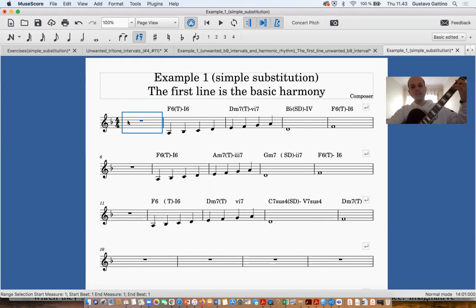So now let's listen to the original one and the two adaptations. Please pay attention in the first example, especially in the second and in the third bar. And in the second example, please pay attention especially in the third bar, so that you can listen and compare with the original example the main differences. So let's go.